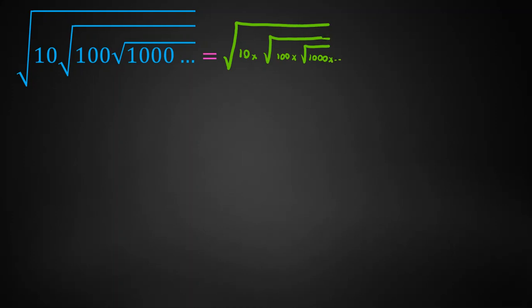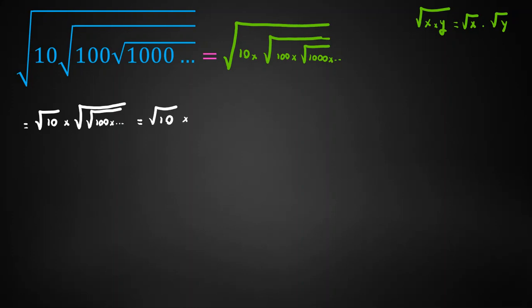And we know that square root of x times y equal to square root of x times square root of y. So if we apply this rule here, it will be square root of 10 times square root of 100 times so on. Again, it will be square root of 10 times square root of 100 times square root of 1000 and so on.